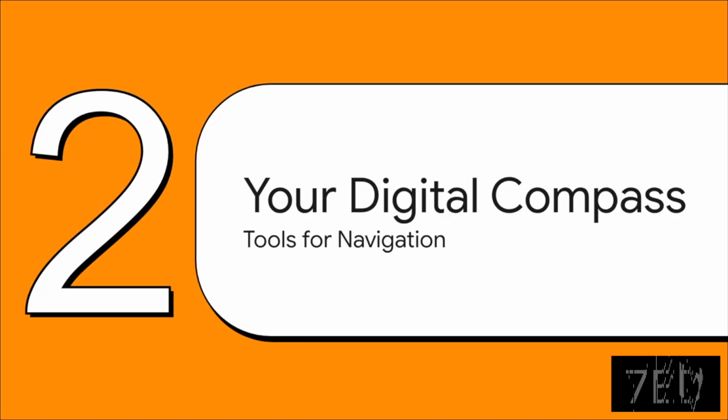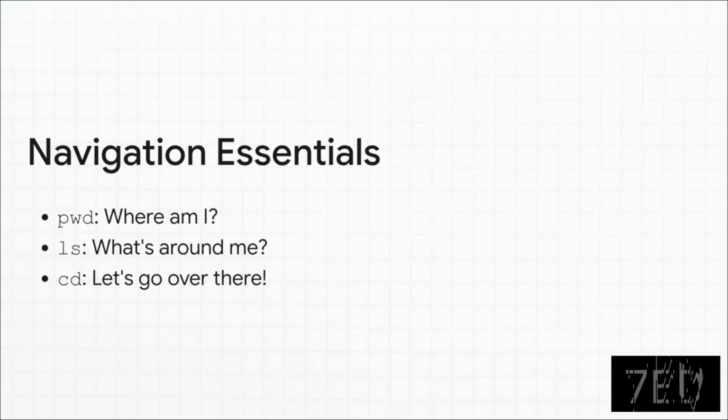Okay, so we've got the map, we understand the layout. Now it's time to get our digital compass and learn how to actually move around this new world. Let's look at the basic tools for getting from A to B. It really just boils down to 3 simple commands that answer 3 really basic questions. PWD is for where am I, LS is for what's around me, and CD is how you say, all right, let's go over there. That's pretty much it.